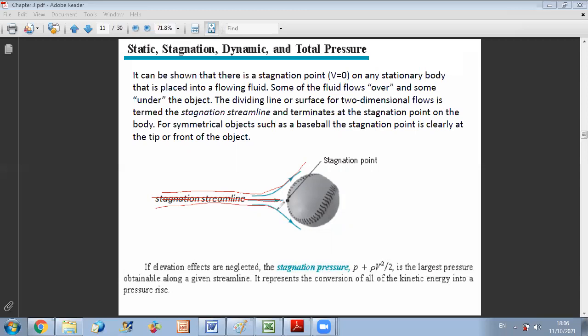You will have streamlines that will go under the ball, others that will go above the ball, and you have one streamline called the stagnation streamline, which will end up here with a velocity of 0. And this is called the stagnation point, where I will have the maximum pressure, because all kinetic energy will be transformed into flow energy.